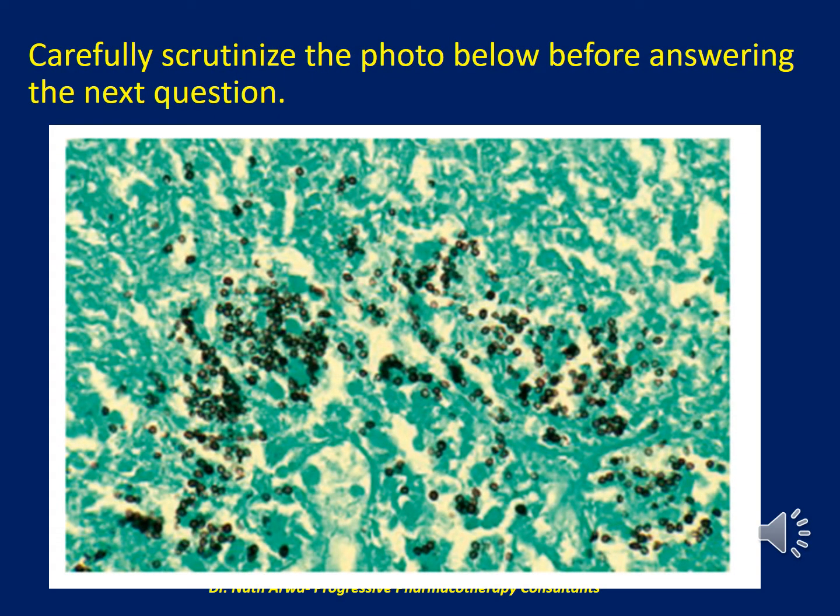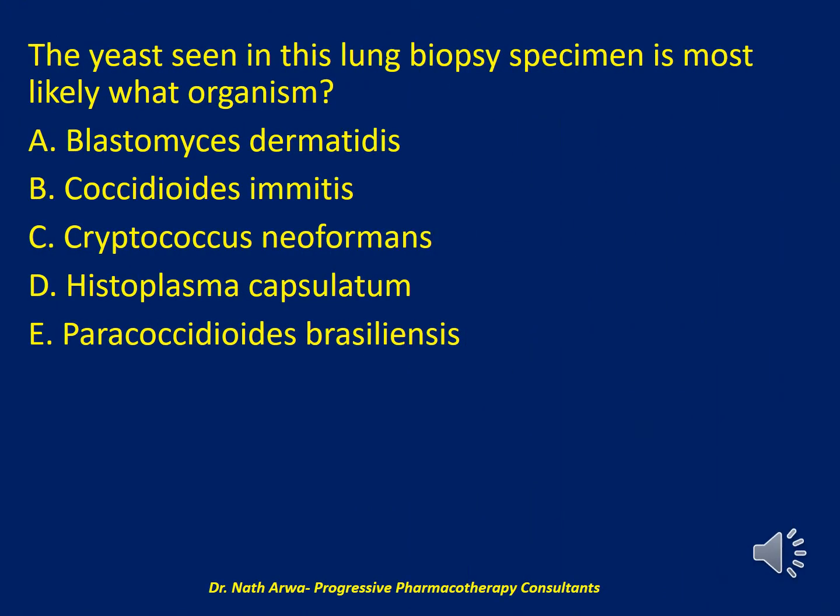Pause the video and carefully scrutinize the photo below before answering the next question. The yeast seen in this lung biopsy specimen is most likely what organism? Is it A. Blastomyces dermatitidis, or B. Coccidioides immitis, or C. Cryptococcus neoformans, or D. Histoplasma capsulatum, or is it E. Paracoccidioides brasiliensis? I will give you 10 seconds to choose the correct answer to this question from the listed options.